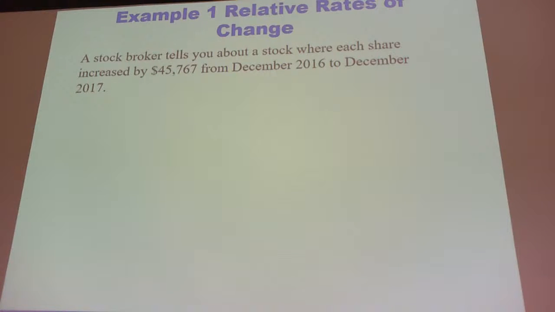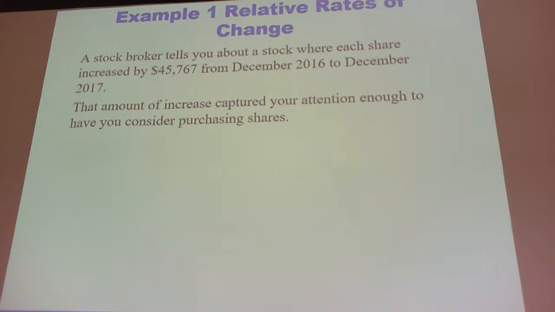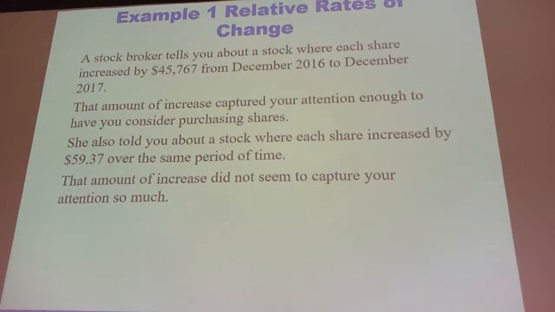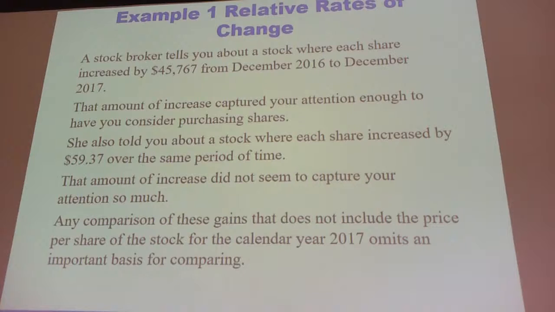A stockbroker tells you about a stock where each share increased by $45,767 from December 2016 to December 2017. The amount of increase captured your attention enough to have you consider purchasing shares. So if someone told you that shares went up $45,000, you'd be like, heck yeah, I want $45,000. Then she told you about a stock where each share increased by $59, and you're like, $59 is not that much. I like $45,000 over the same period. The amount of increase does not seem to capture your attention so much.